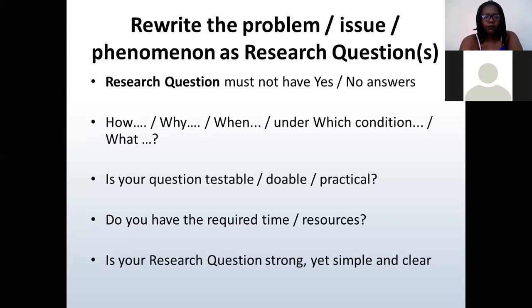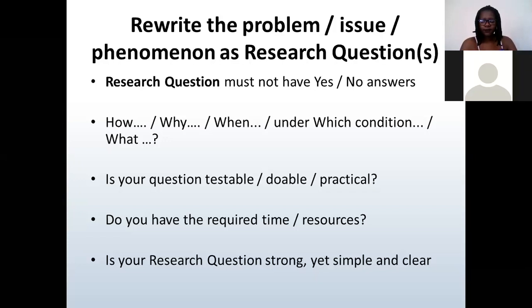But eventually you must ask yourself, is my question testable, doable, or practical? So for some learners, practicality is sometimes a challenge, and then when they get closer to Expo, suddenly they need to change. Do you have the required time if you look at your question? Do you have the required resources if you look at your question? So this is the kind of thing that the learner needs to take into consideration.